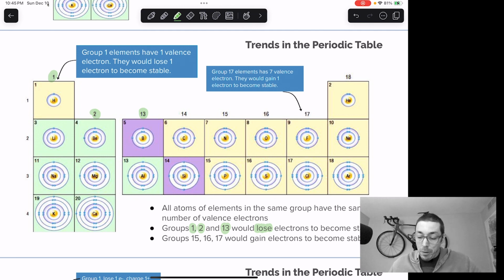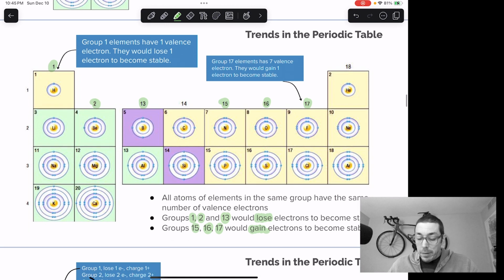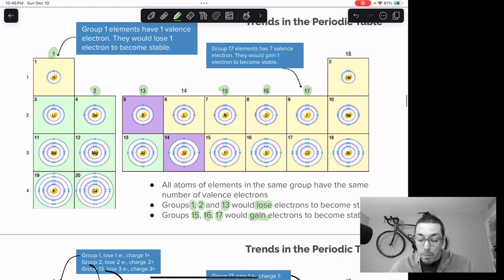And then groups 15, 16, and 17 on the other side of the table want to gain electrons to fill up their valence shell. It makes sense, because it's easier to collect 3 more, 2 more, or 1 more electron than to lose the ones they already have, because they already have more than 4, right? It's more than half full already. So they're just going to continue collecting and fill up to become stable.